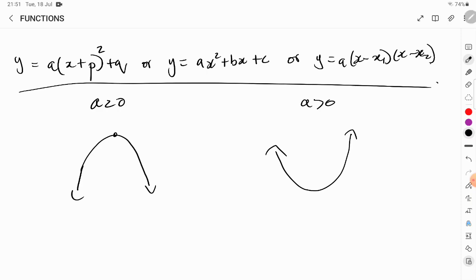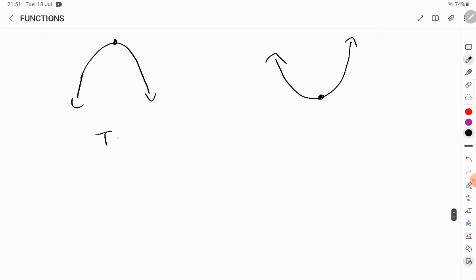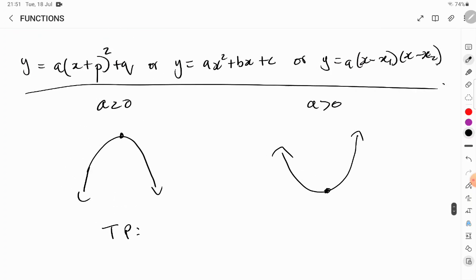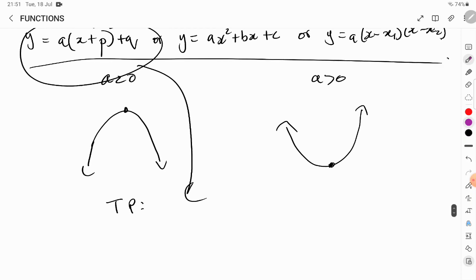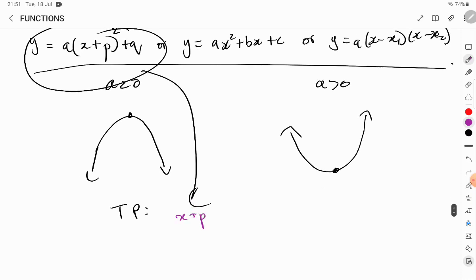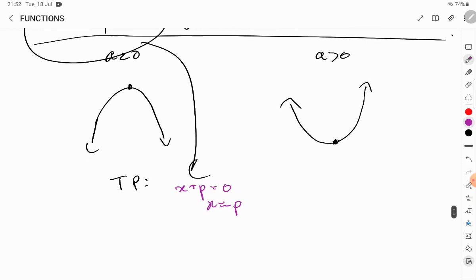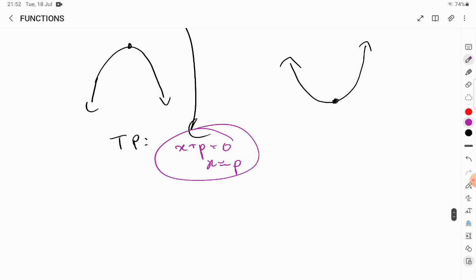And so you can see there's definitely a turn somewhere here. So we can talk about a turning point of a parabola. If you want to find the turning point of a parabola, say you're given this first way of writing it down, what we will do is just say x + p is equal to 0. So that means x is equal to −p. That is your x value for your turning point. It's the same thing we did when we wanted an asymptote for the hyperbola. So that means your turning point will be (−p, q).